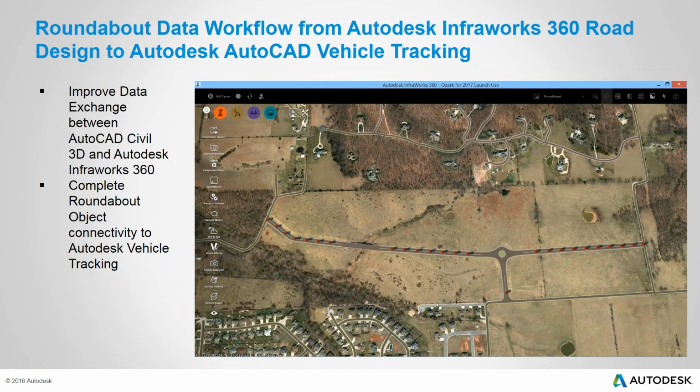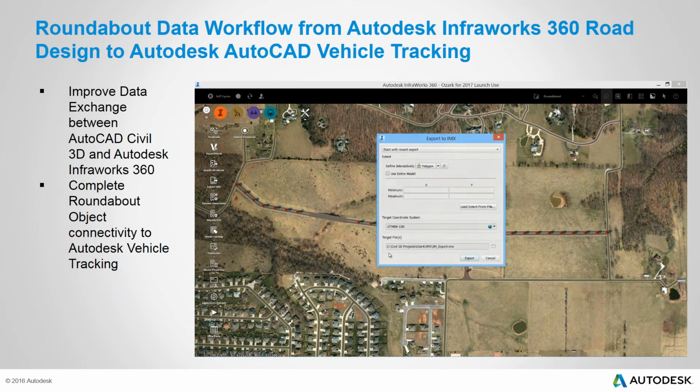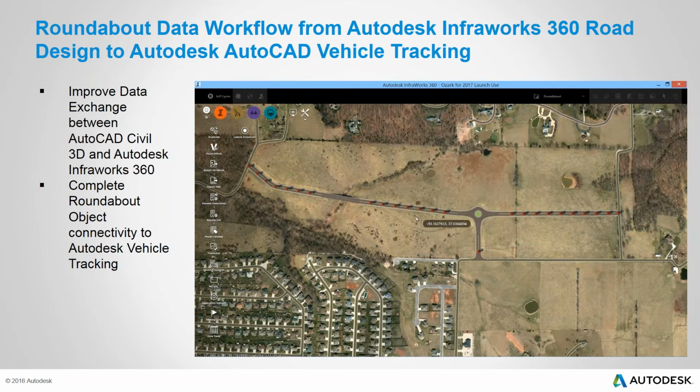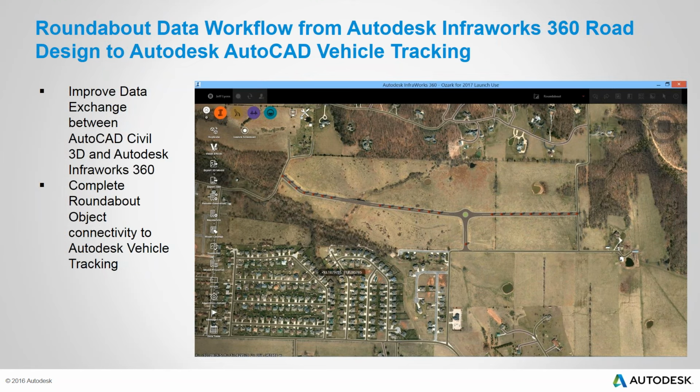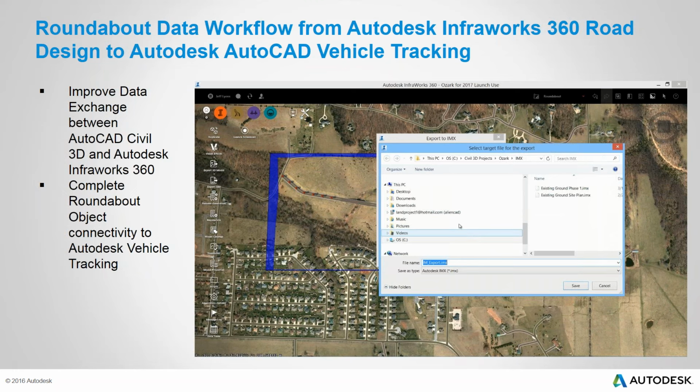So now that we have designed our roundabout, we now want to export that design as an IMX file into Civil 3D 2017. By selecting the settings option, we can select the export to IMX function, and we're just going to pick a simple boundary area to export here. So it's important again to apply the correct coordinate systems we need for our drawings, and then of course you just name it and export the file.